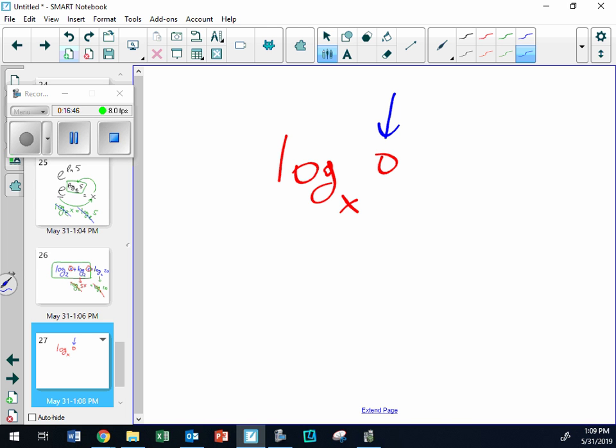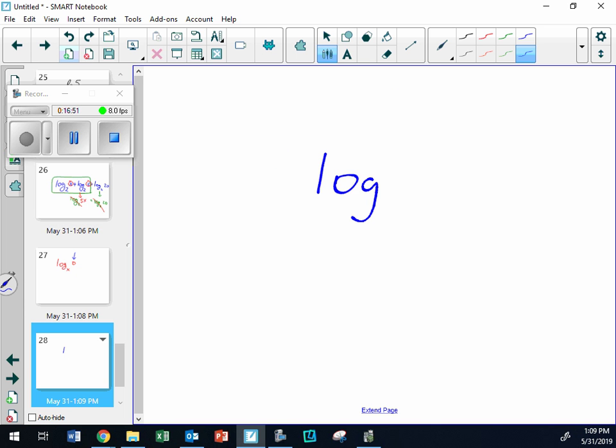All right. How about this then? This is different. Log base 0 of x.